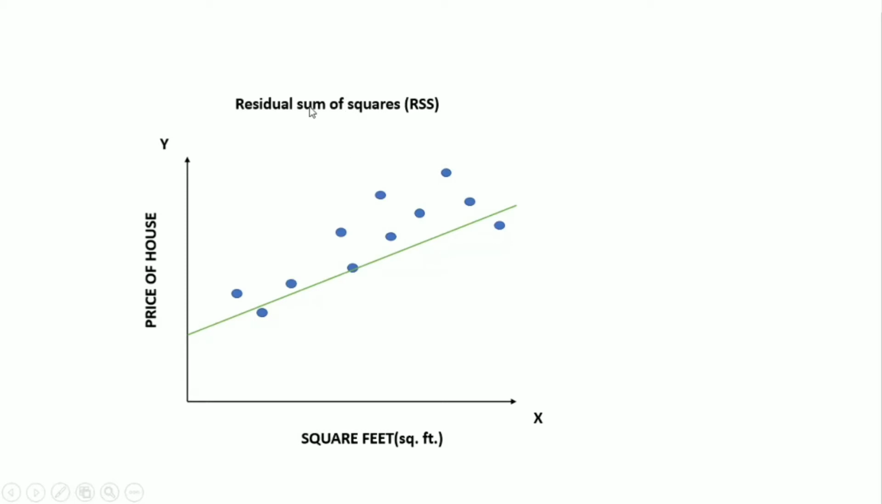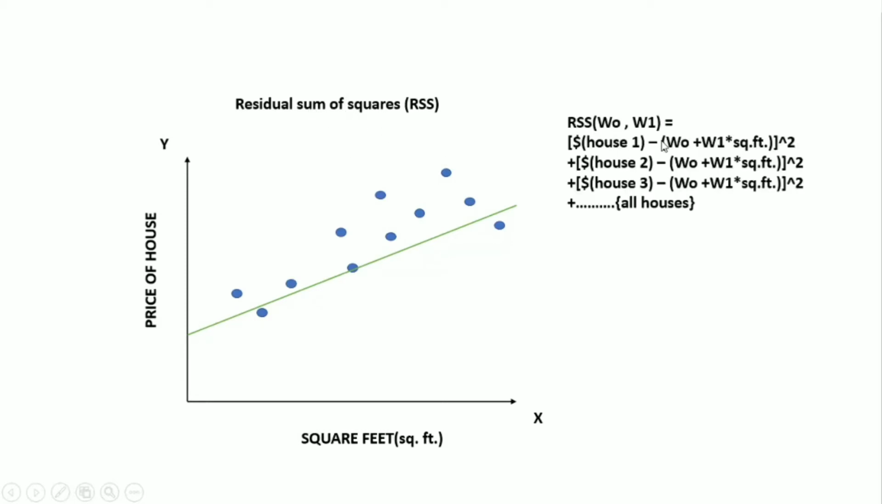Let me explain what this residual sum of squares is. Here you can see a certain equation. RSS is dependent on two input attributes, w0 and w1, which we have already seen in this video. In this equation you can see that the price of house 1 is there, and we are subtracting some value from it, and we are squaring that value. We are doing the same thing for the other houses also, until all the houses are covered.